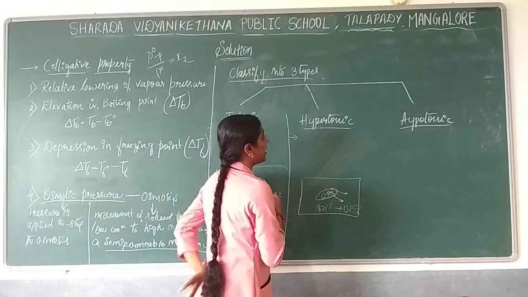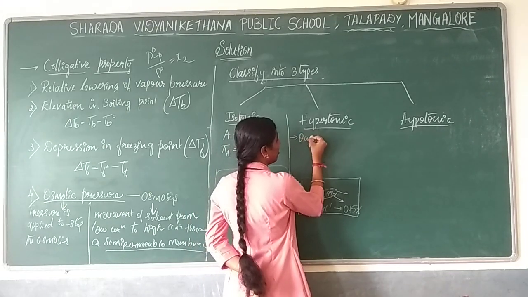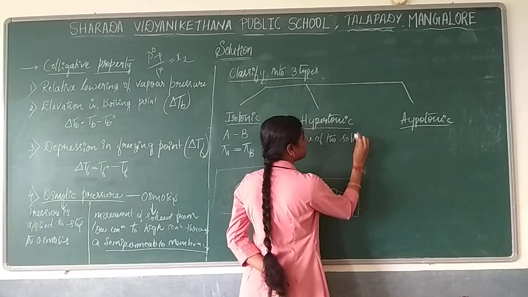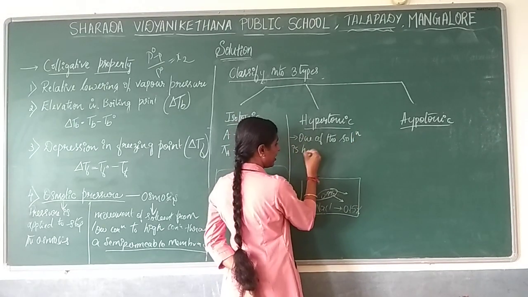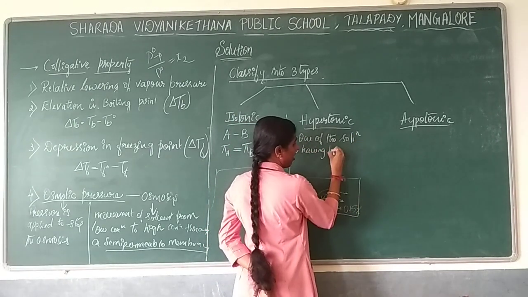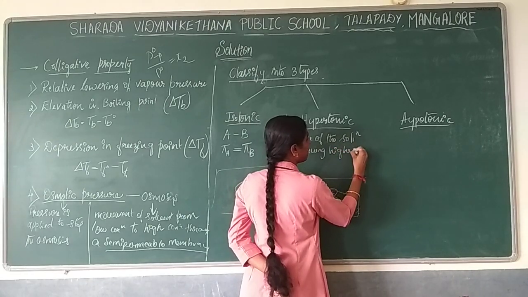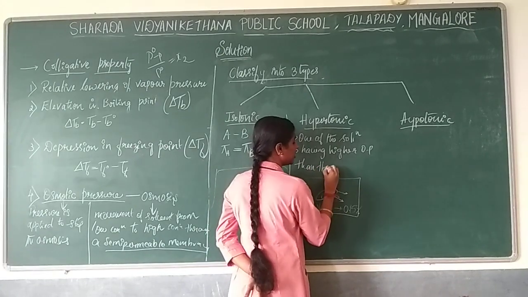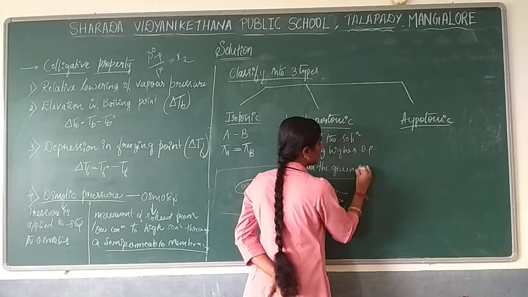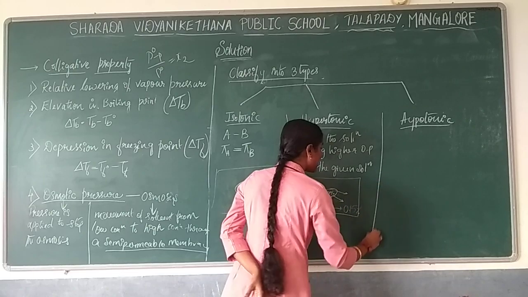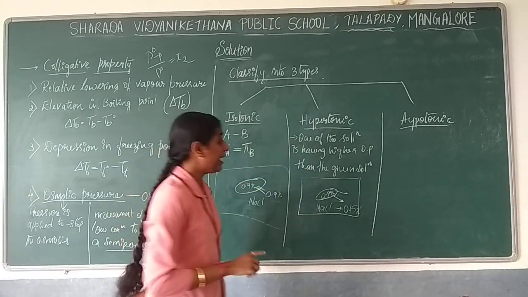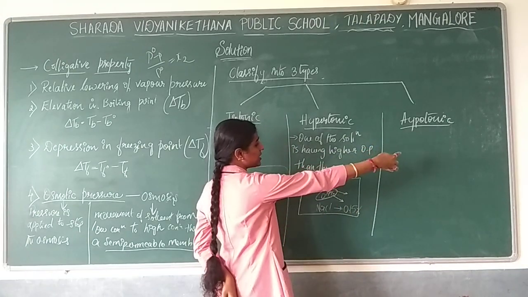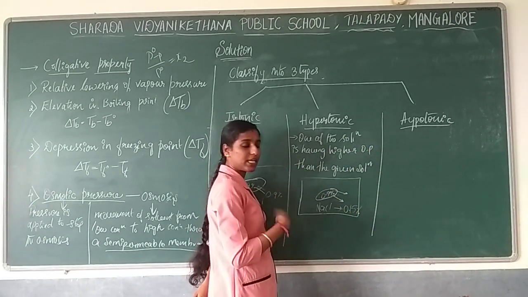So you can write: hypertonic, one of the solutions having higher osmotic pressure than the given solution, will be considered as hypertonic. Next I will go for hypotonic. Hypotonic means here one of the solutions has lesser osmotic pressure than the given solution.